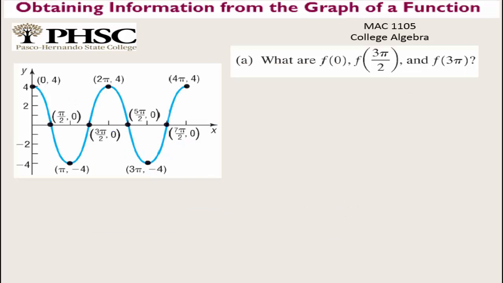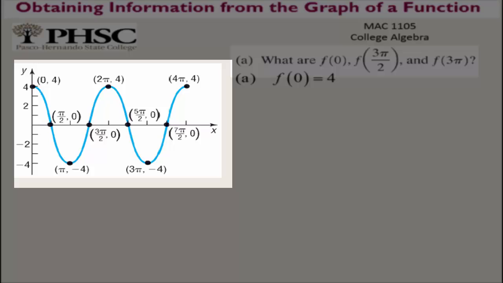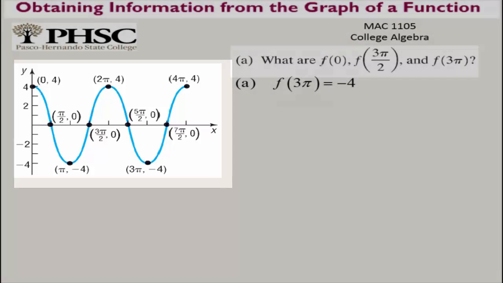So the next thing is we're going to get some information from the graph of a function. We're going to find what f of 0 is, what f of 3 pi over 2 is, and what f of 3 pi is. So f of 0 equals 4. And you can see that on the graph. When x is 0, we get 4 for the value of the function. f of 3 pi over 2 equals 0. Again, you can see that on the graph. f of 3 pi equals -4. And again, we can pick that out from the graph. We don't have to do any computations to figure that out.